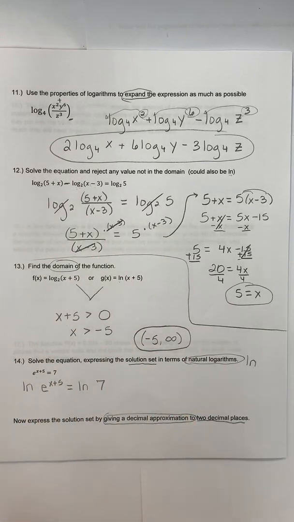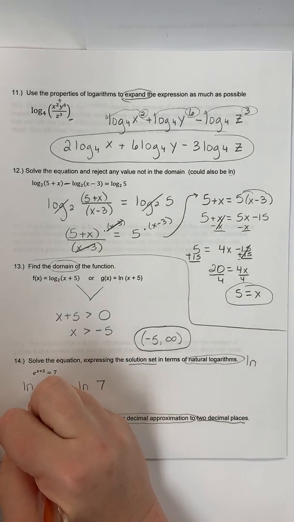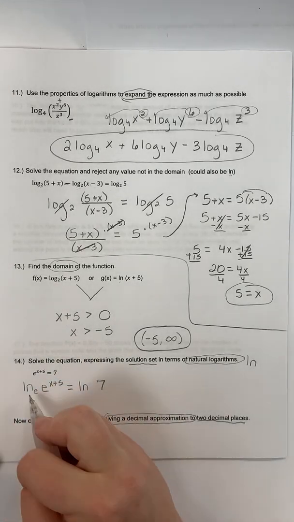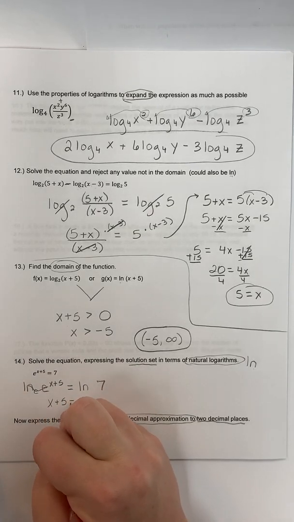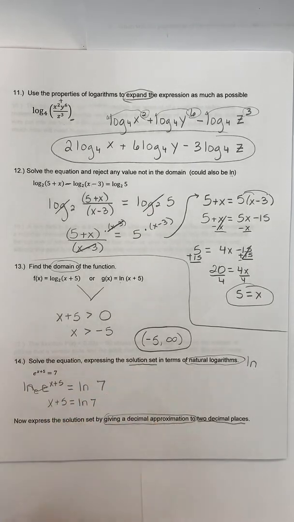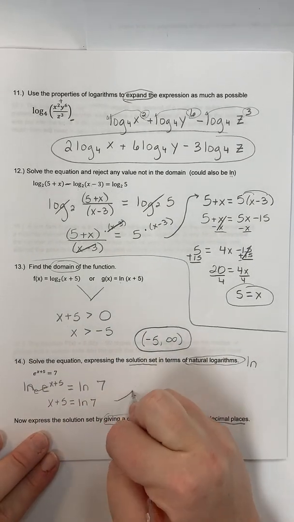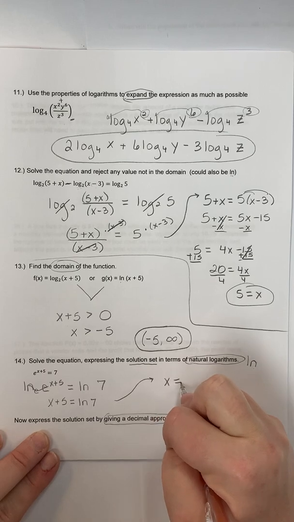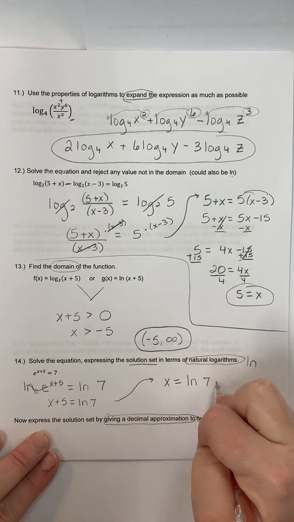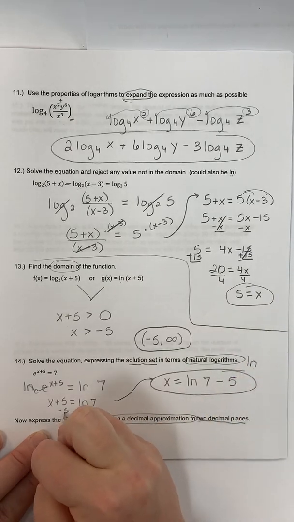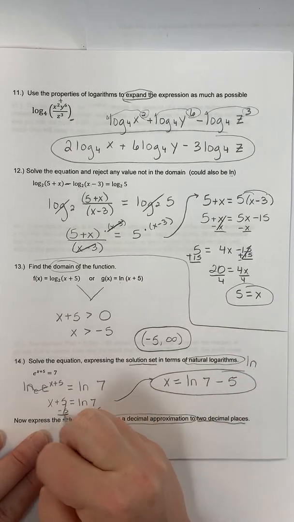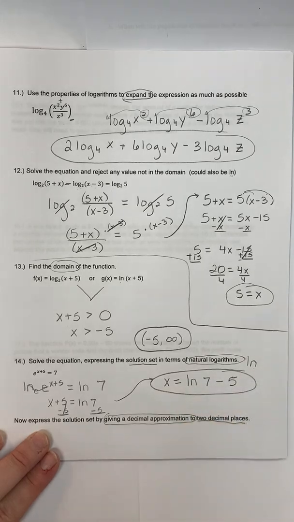But if we want to solve it with ln, then we're going to take the ln of each side. Okay. Now the reason we would do that is because the super secret base is an e. That's going to cancel, and you're going to get x plus 5 equals the natural log of 7. Then if I subtract 5 from both sides, I'm going to get x equals ln of 7 minus 5. And that's my answer. Remember, I cannot combine these because they're separate.